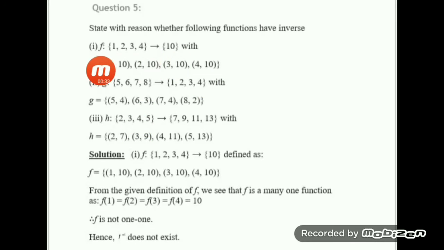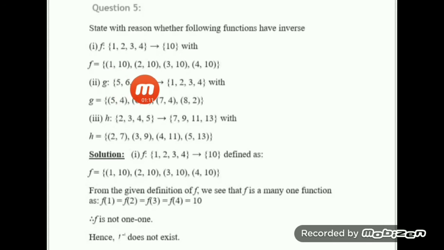So, you see in your case, the function is from {1, 2, 3, 4} to {10}, right? And here, f contains the ordered pairs (1, 10), (2, 10), (3, 10) and (4, 10). It means the image of 1 is 10, the image of 2 is 10, the image of 3 is 10, and the image of 4 is also 10. Or you may say f(1) = 10, f(2) = 10, similarly the others. Now, since f(1) = 10 and also f(2) = 10, that means more than one element has the same image.